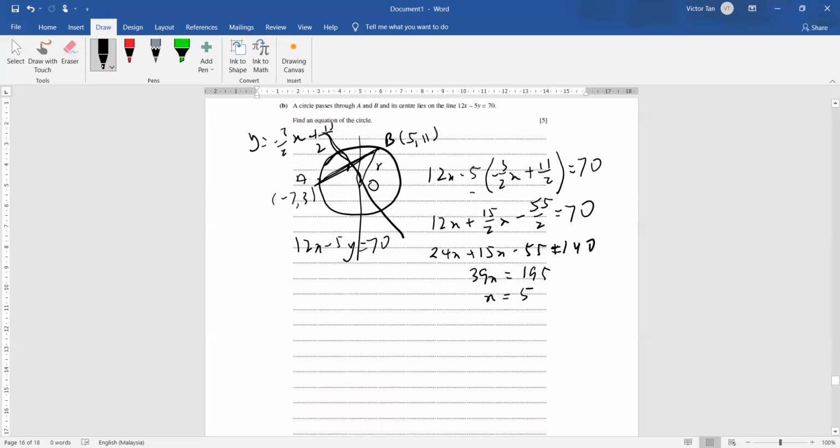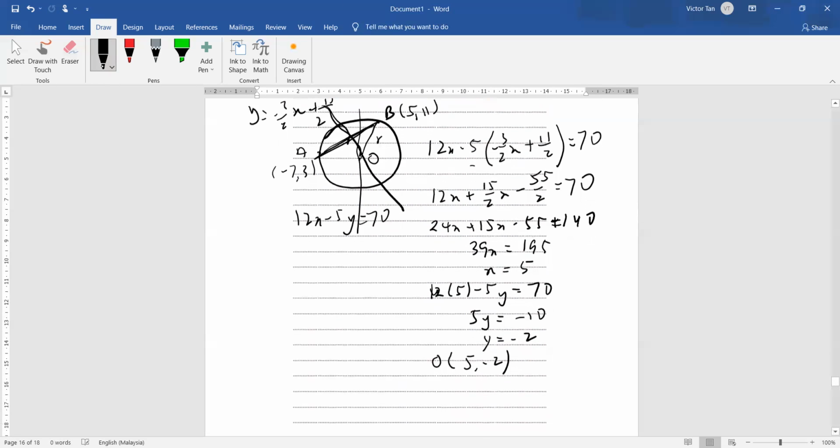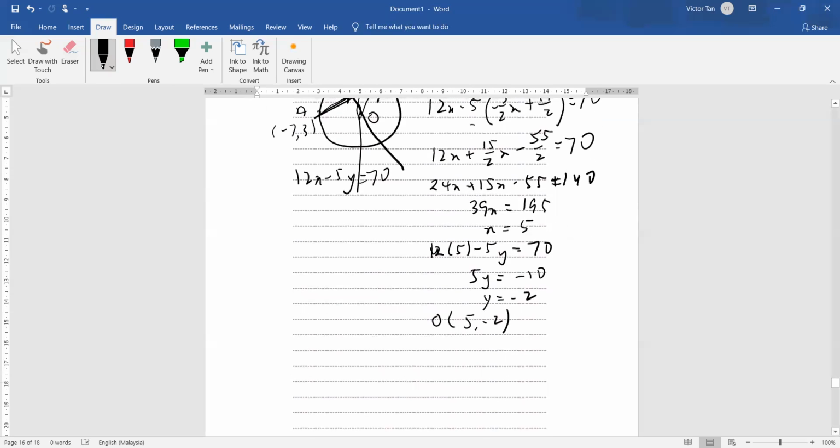Okay, for y, substituting: 12 times 5 minus 5y equals 70. 5y equals 60 minus 70, which is minus 10. y equals minus 2. There you have it. The center of the circle O is (5, -2). The next step is just to find the radius. So the radius will be the length of OB or OA.